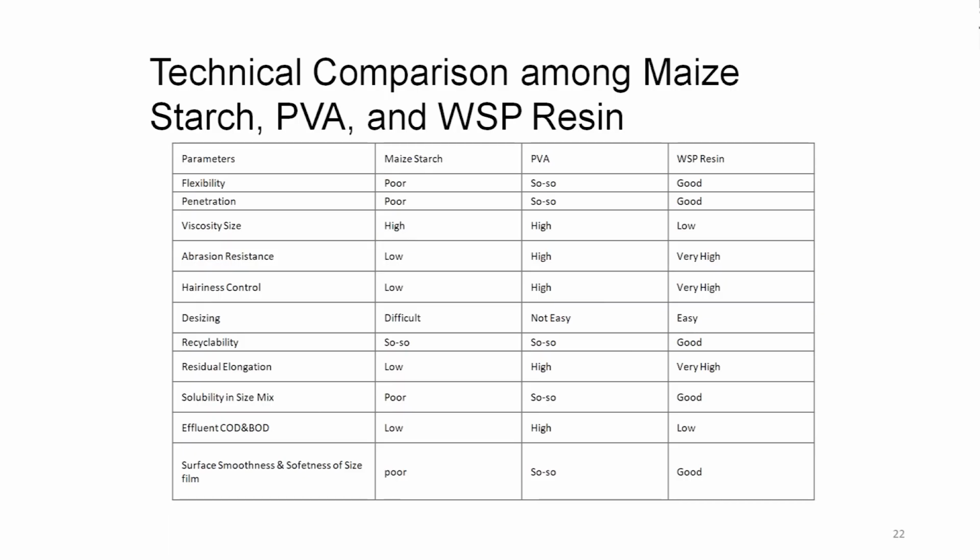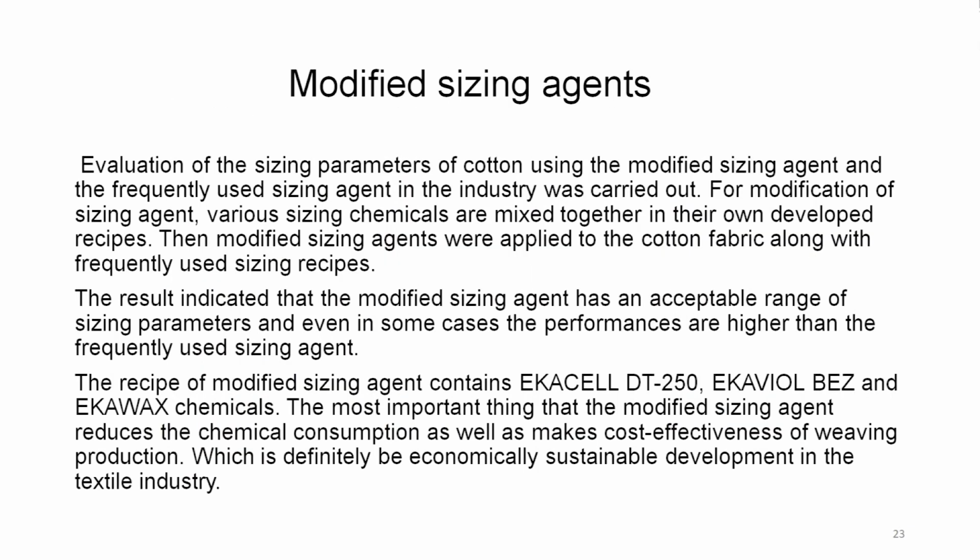Similarly, if we see the solubility, it is the same trend as what we saw in the flexibility. But when we look at the effluent COD and BOD, we see for maize starch it is low, for PVA it is high, but for WSP resin it is low. So, considering these points, one can say that modified sizing agents also have some scope.